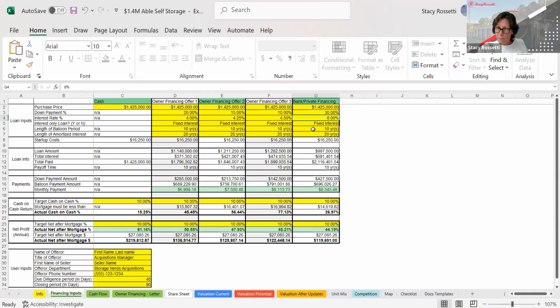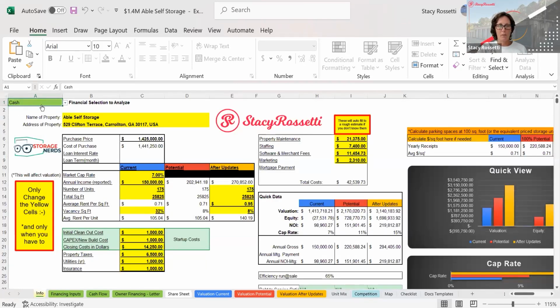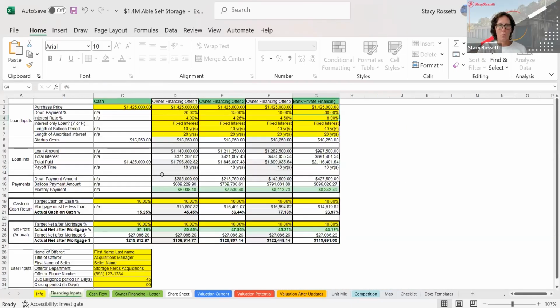So for this offer, for this facility, we ran our numbers to where we have a 1.425. Cash offer. If we paid cash for this facility, you could see that we're at a 15% cash on cash return. You can also see right here in yellow what you want your cash on cash return to be. If you want your cash on cash return to be 20%, then put 20%. Whatever amount you want, I typically run my numbers at 10%, but you can put whatever you want.